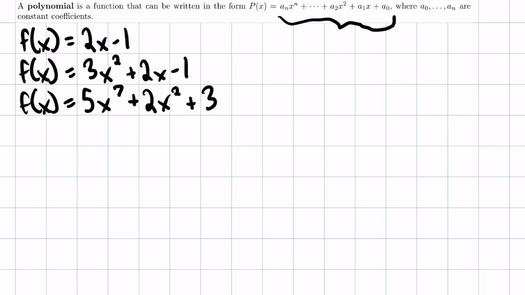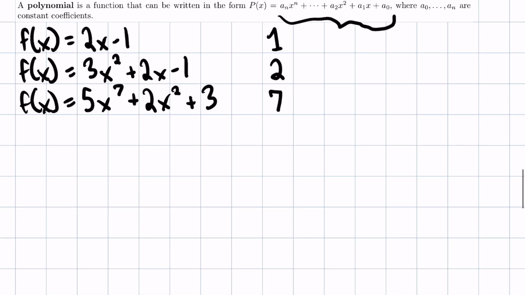The degree of a polynomial is the highest power of x that's included in the polynomial. In our first function, there's just x to the first power, so our degree is 1. In our second function, there's an x squared, so the degree is 2. In the third function, we have x to the 7th, so our degree is 7. So linear functions are first degree polynomials.